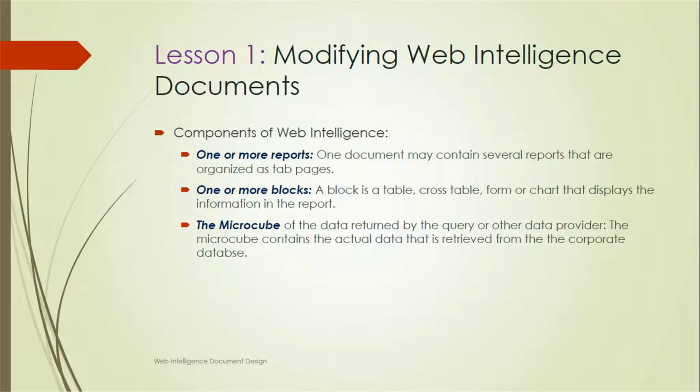And the last one is the microcube, which is the data returned by the query. The microcube contains the actual data that is retrieved from the corporate database. So these are the three main components of Web Intelligence: one or more reports, one or more blocks, and the microcube.